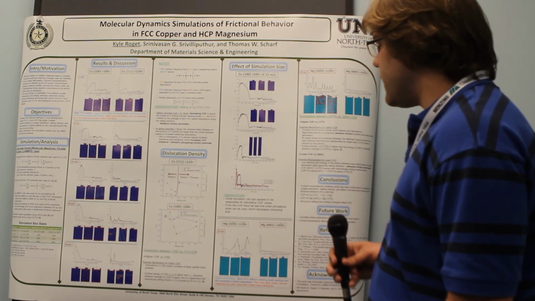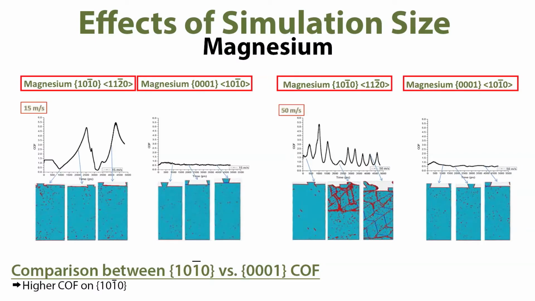And then we looked at magnesium, and we did prismatic and basal planes. Definitely the basal planes we've seen have lower friction than the prismatic plane, which is seen experimentally. You can actually see in the prismatic planes wear particles forming at higher velocities.